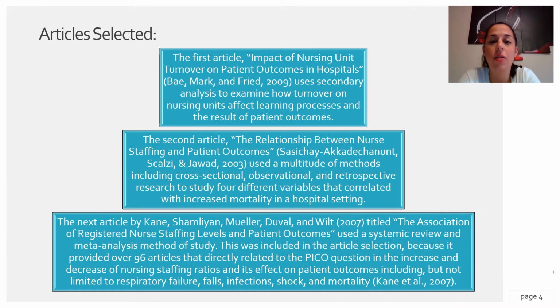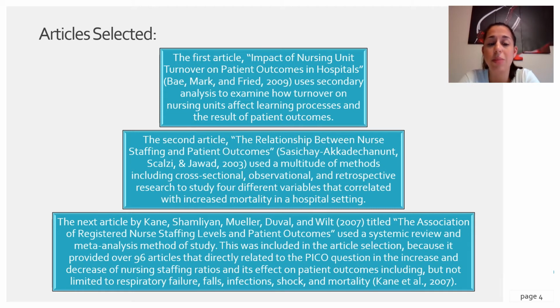The first article uses secondary analysis to examine how turnover on nursing units affects learning processes and the results of patient outcomes. The second article uses a multitude of methods, including cross-sectional, observational, and retrospective research to study 4 different variables that correlated with increased mortality in the hospital setting. The third article uses systematic review and meta-analysis as a method of study.